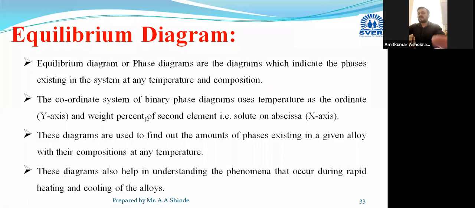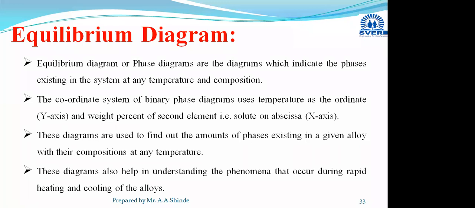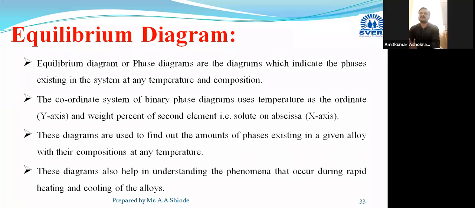Now this is the equilibrium diagram. First we will try to understand the concept. What is the meaning of equilibrium diagram? Already I have explained it. Equilibrium diagrams or phase diagrams are the diagrams which indicate the phases existing in the system at any given temperature and at a given composition.